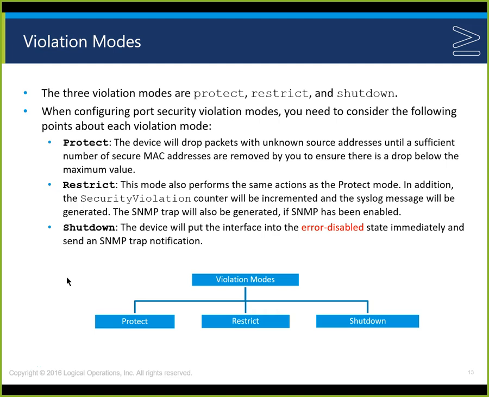The violation methods are protect, restrict, and shutdown. We saw shutdown, we talked about those. Protect will drop the packets. Protect and restrict are pretty close. Restrict performs the same actions as protect. In addition, the security violation counter is incremented, a syslog message is generated, and if we have SNMP configured, it'll send us an SNMP trap message if SNMP is available.